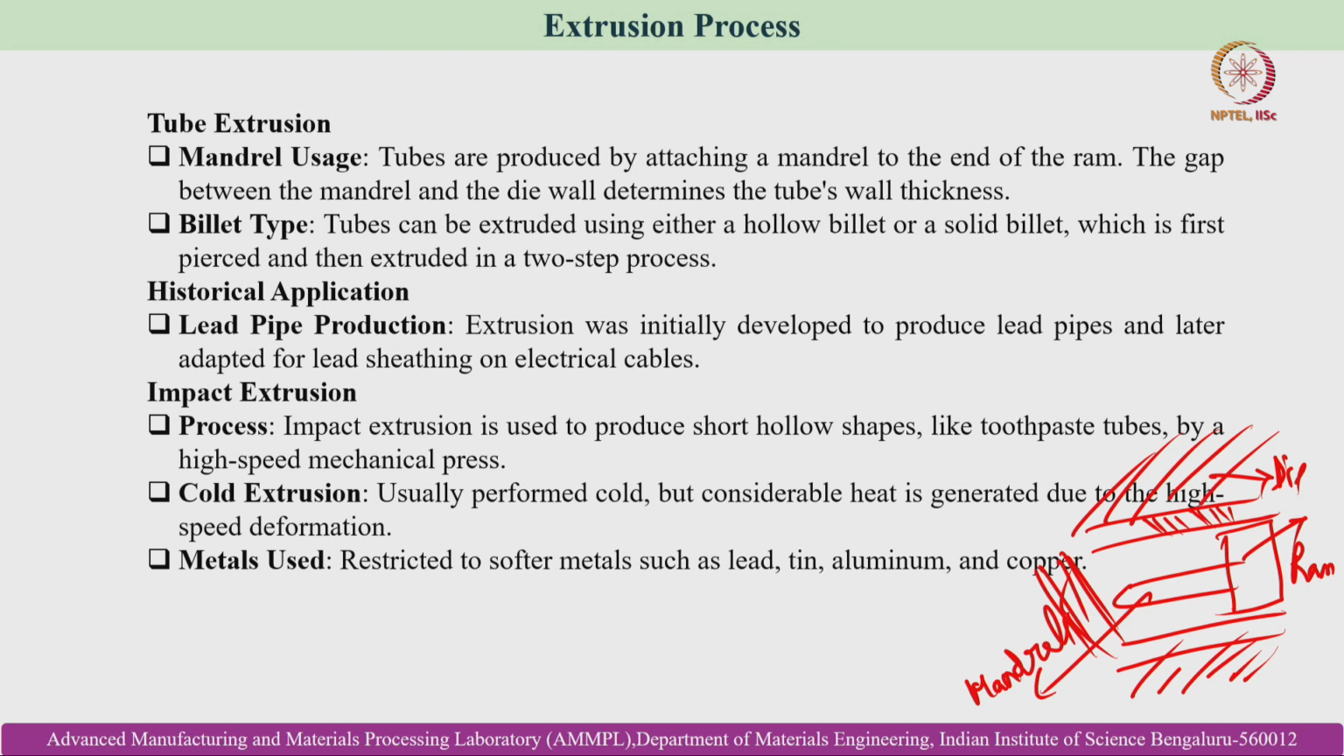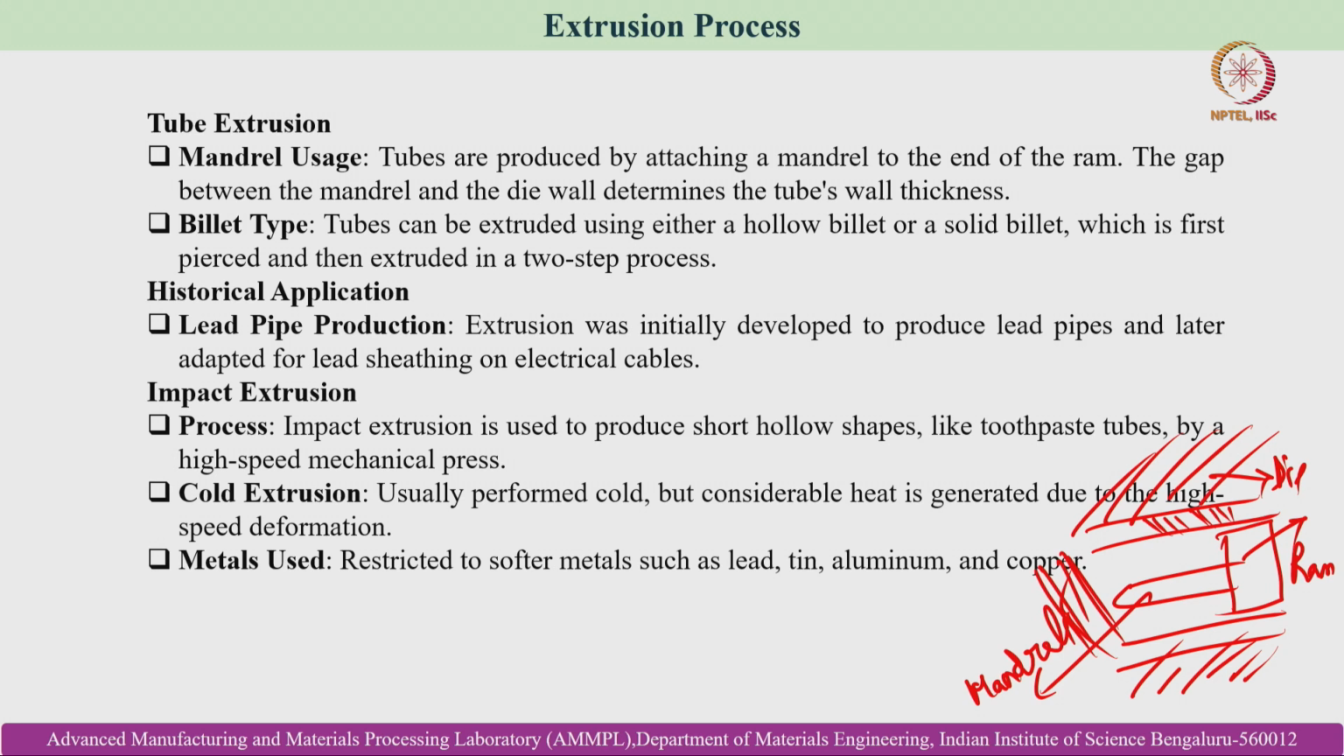Historical applications: lead pipe production. Extrusion was initially developed to produce lead pipes and later adapted for lead sheathing on electrical cables. Impact extrusion is used to produce short hollow shapes like toothpaste tubes by a high speed mechanical press. Cold extrusion is usually performed cold, but considerable heat is generated due to the high speed deformation. The metals used are restricted to softer metals such as lead, tin, aluminum and copper.